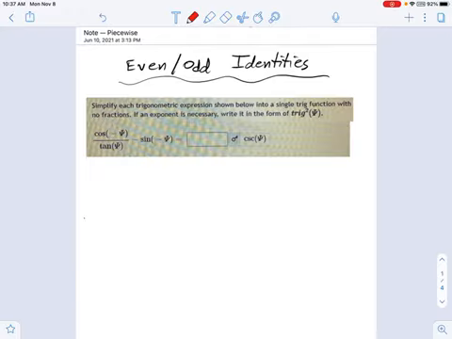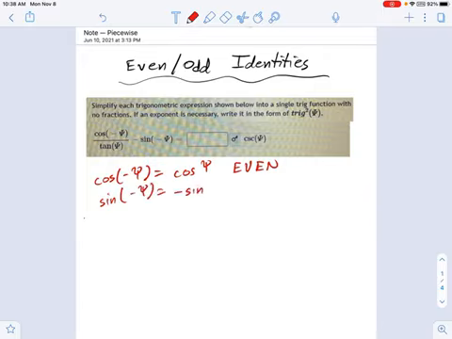And the order that you do stuff in, I don't think it really matters. I tend to do even odd identities first, because as soon as I see the negative sign, that's a big clue to me that I'm going to need even odd identities. So let's rewrite this. Now cosine of negative psi is just equal to cosine of psi, right? Remember, cosine is an even function. And sine of negative psi is equal to negative sine of psi, because that is an odd function.